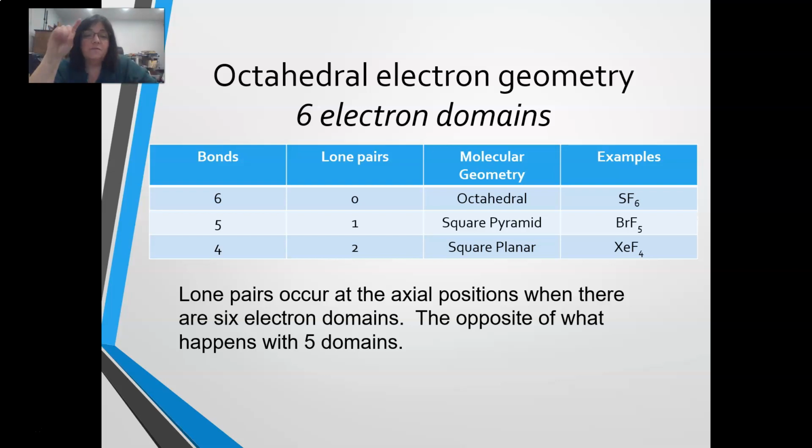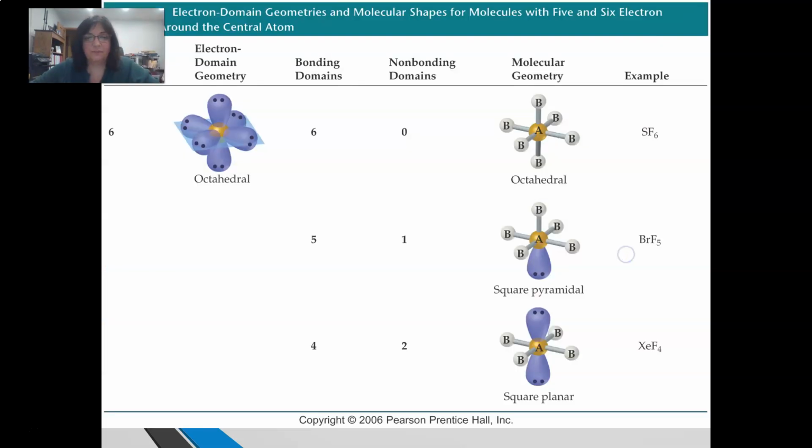So 5 domains lose their equatorial first. 6 domains lose their axial first. And I guess if you think about it, it doesn't really matter what goes because all the angles are the same, but the way we visualize it is if you take the axial off first. And so there you can see the different shapes as well.